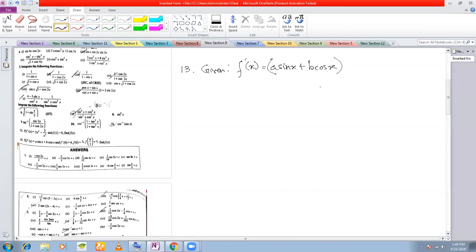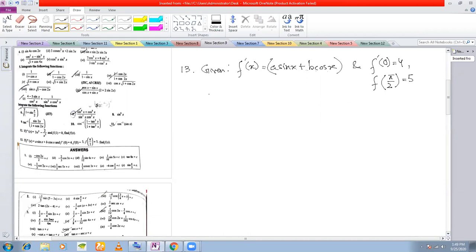Okay, and f dash, okay, sir. Also what is given to you here is f dash 0 is equal to 4. And also what is given to you here is f pi by 2 is 5. Okay, f pi by 2 is 5.